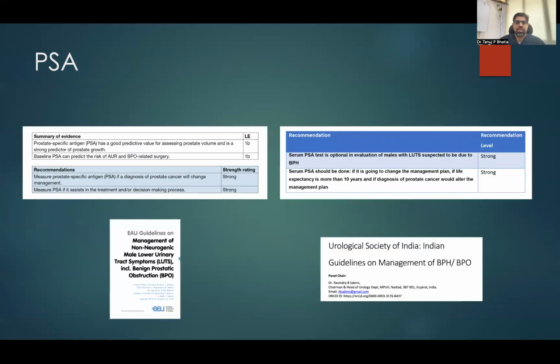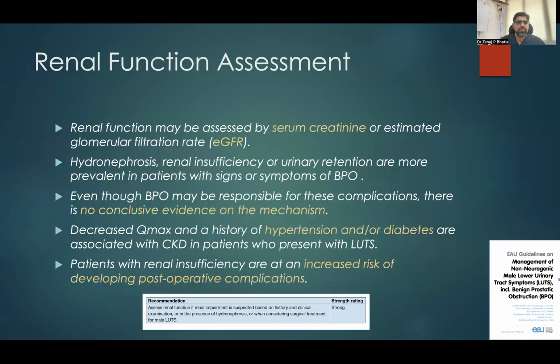So, same as the recommendation from both Indian and European guidelines, it is an optional test in evaluation of male LUTS, and it should be done if it is going to change the management plan and if the life expectancy is more than 10 years.